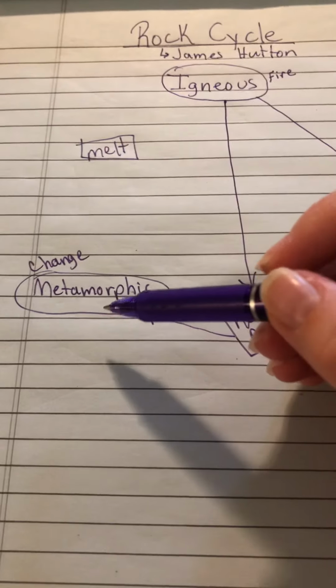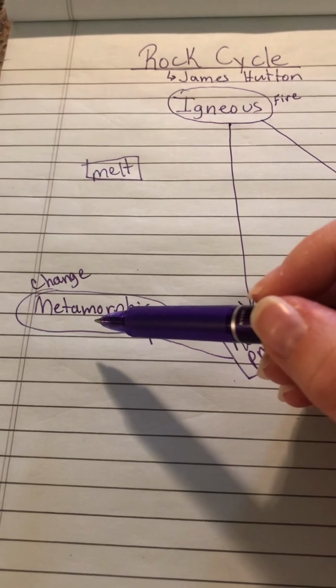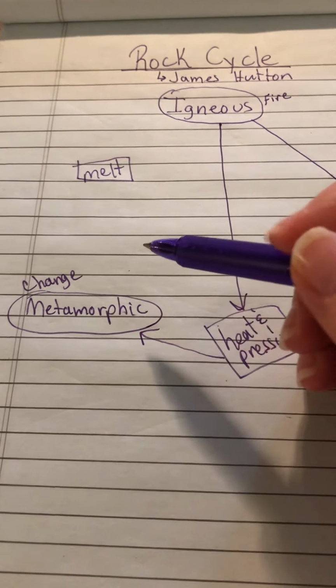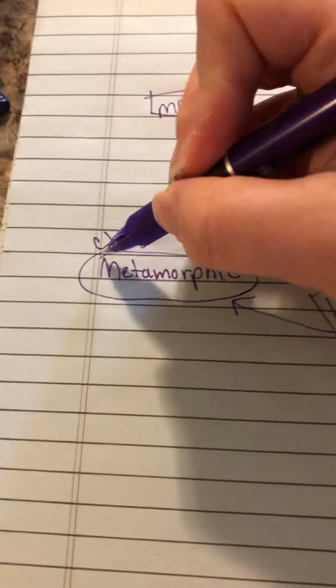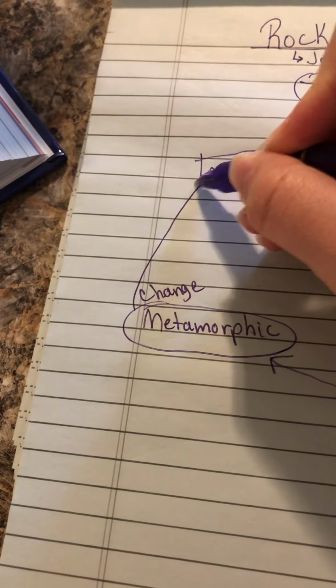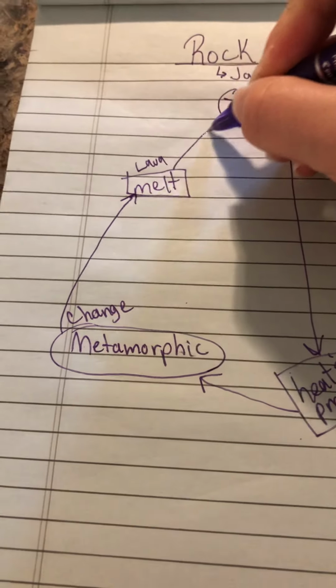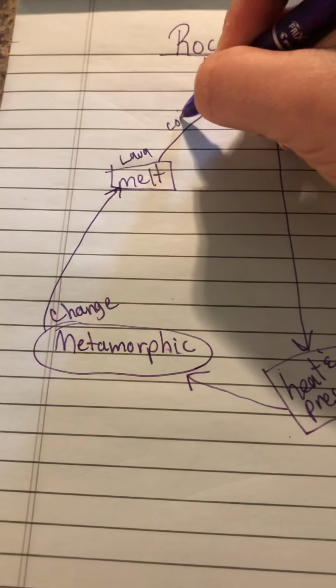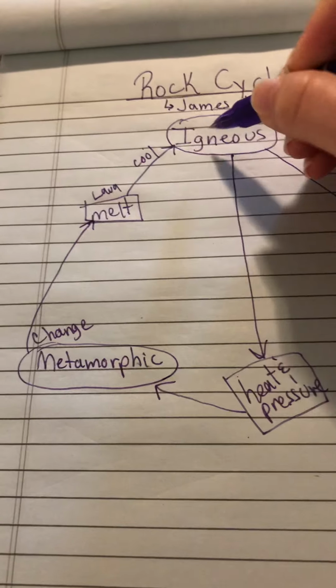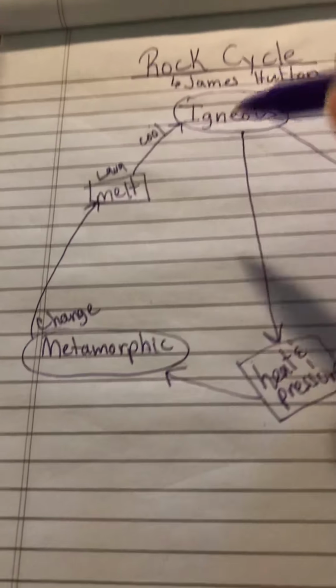Now let's start with metamorphic. Can a metamorphic rock turn into igneous? Yes, it can. If it goes through the process of melting, which would make lava, then it would have to cool down. And once it cools, it would be an igneous rock.